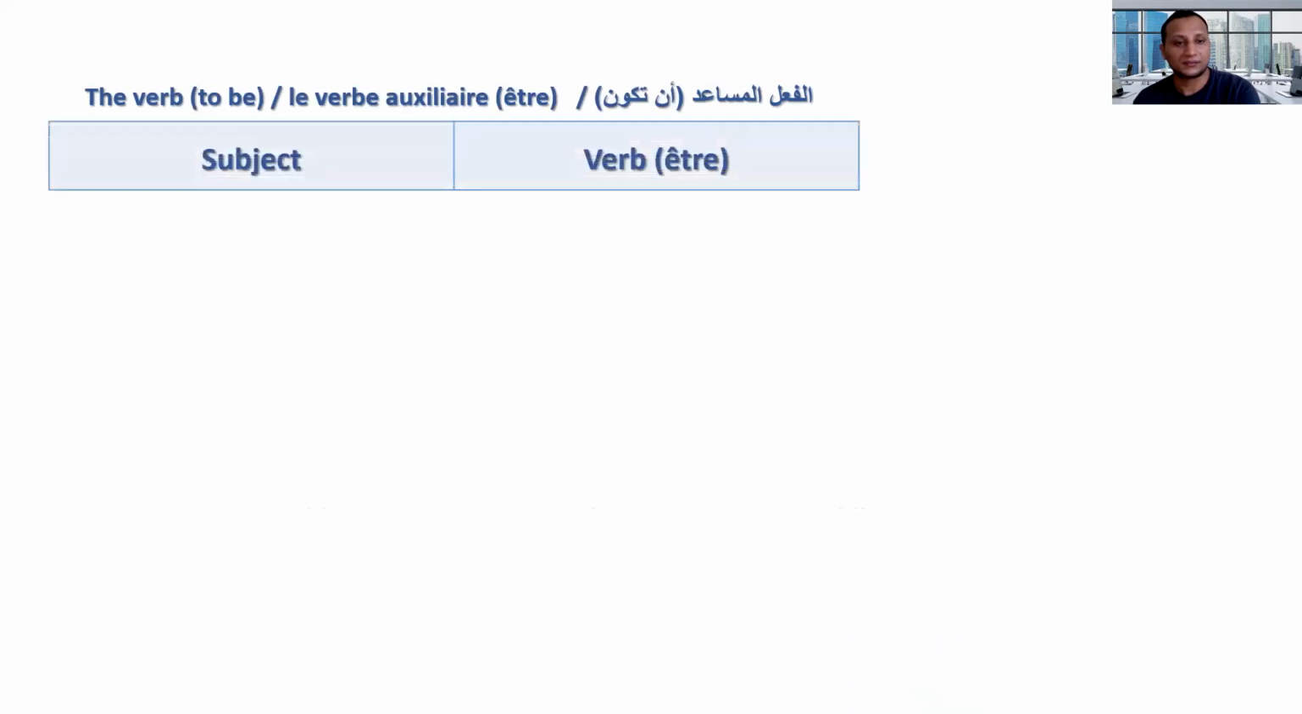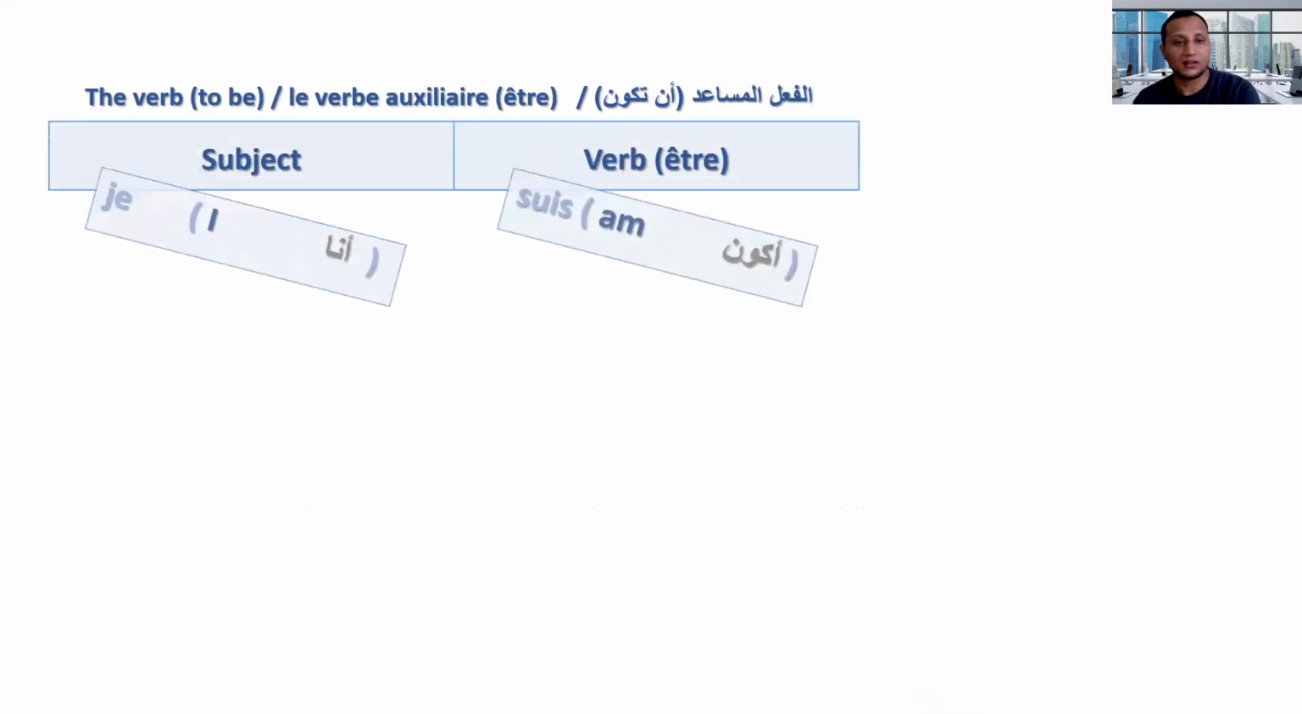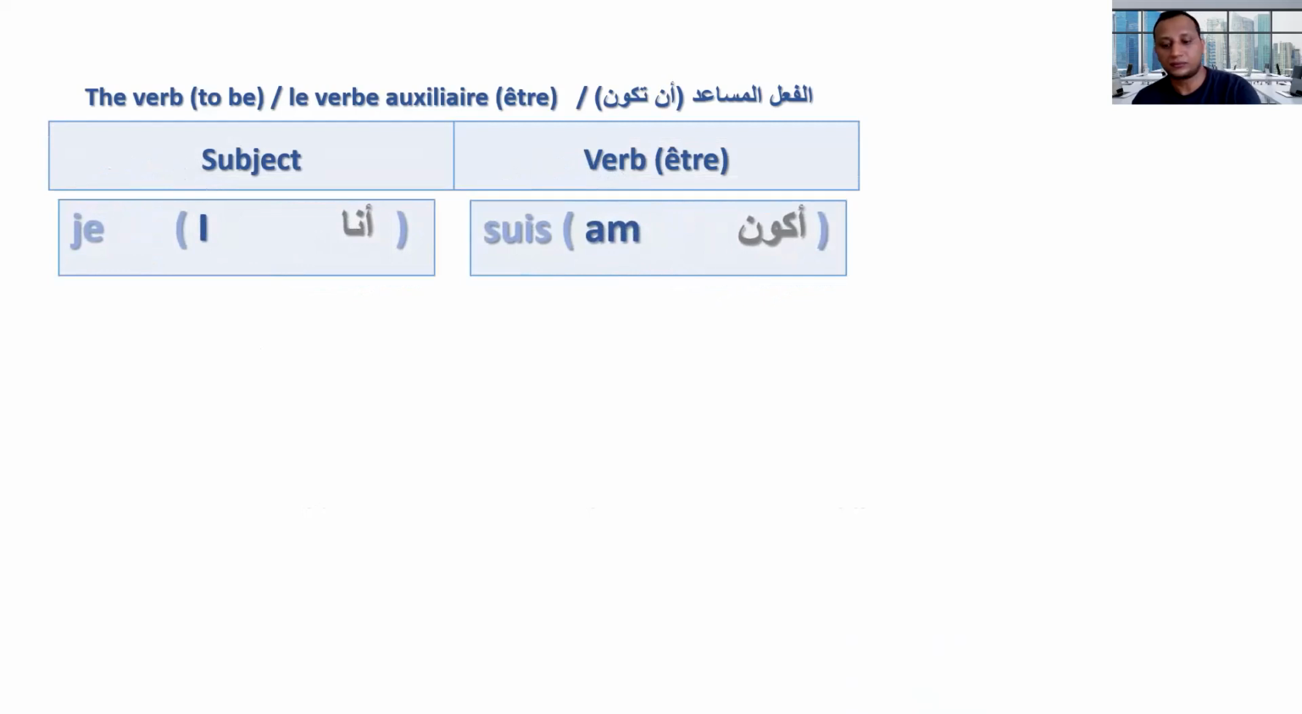Let's study this table. Le verbe auxiliaire être. We have here in this first column subject, and in the other column the verb. Le verbe être. Je as a subject, personal pronoun, okay? Je, the verb être, suis. Je suis. Look here, je suis. In English, I am. أنا أكون.